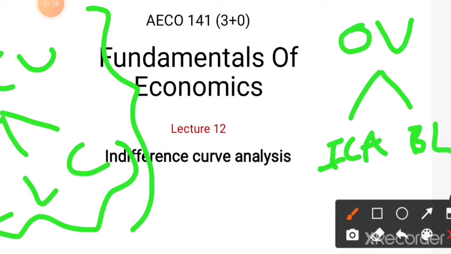In this chapter we will be studying indifference curve analysis, and in the next chapter, lecture number 13, we will be studying budget line.